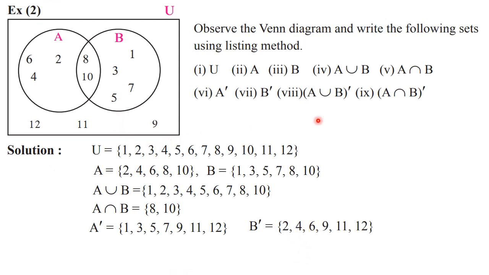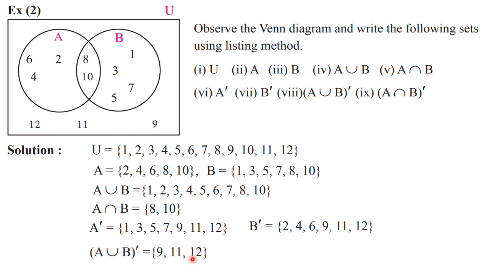Now next, A union B complement. Think of A union B, that means the area formed by these two circles and universal set. The elements which are outside this area formed by the two circles, that is your A union B complement. So A union B complement has only three elements, that is 9, 11 and 12.